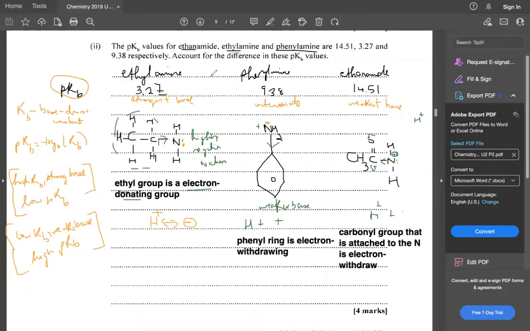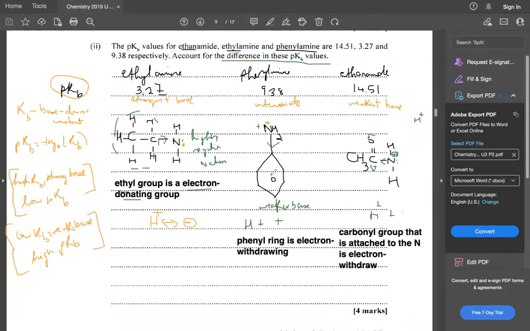So that's how we explain these differences in pKb value. It's related to the structure of these different compounds and the fact that in the one case, for ethylamine, we have donating groups attached to the nitrogen, so it makes it more negative or electron rich, and then it can attract an H+ ion, and that's what good bases do.